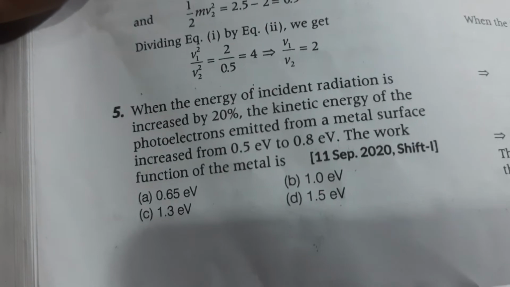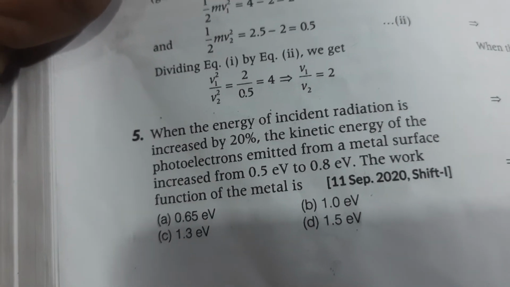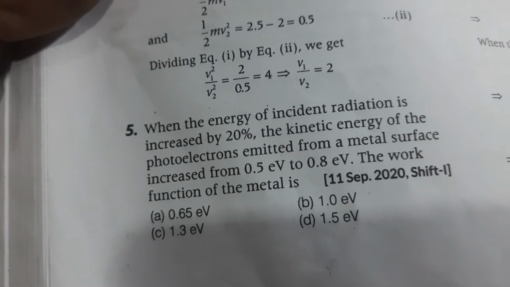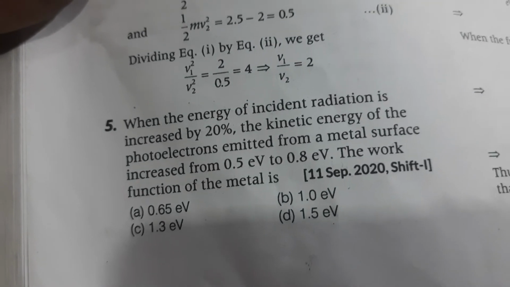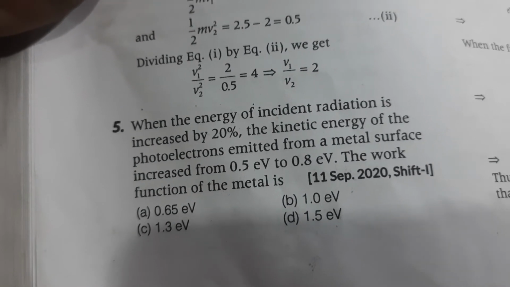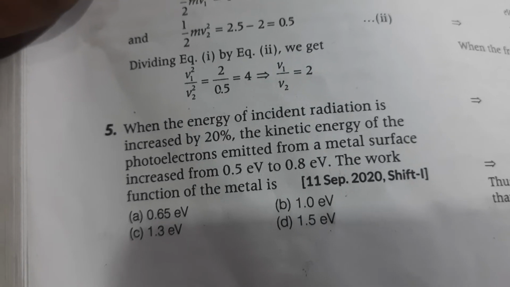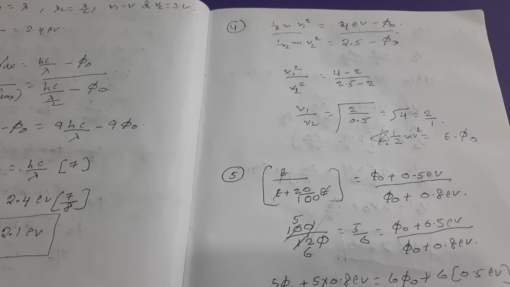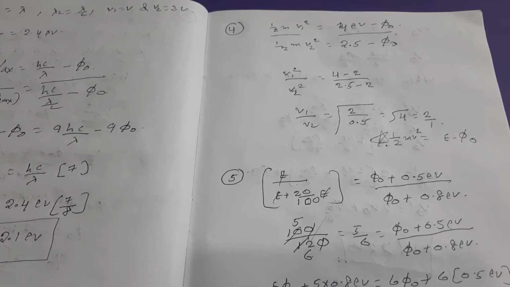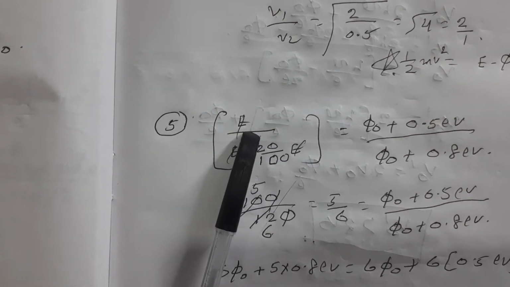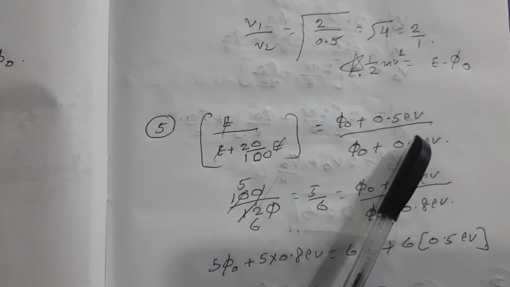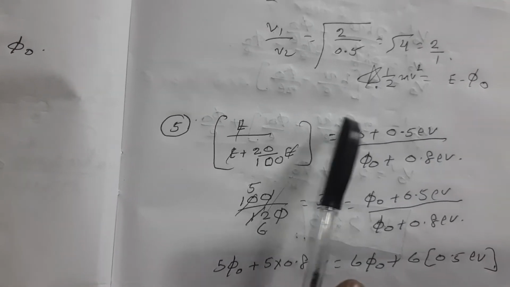See, when the energy of incident radiation is increased by 20%, the kinetic energy of the photoelectrons emitted from a metal surface increased from 0.5 to 0.8. Then the work function of the metal, same formula we are using. Total energy, you know that it is utilized in two ways. One is to liberate the electrons, nothing but work function. Another one is what? To give the maximum kinetic energy. Look here, this problem. First one is how much? Energy equals phi naught plus 0.5 electron volts. This is the kinetic energy, work function, energy.